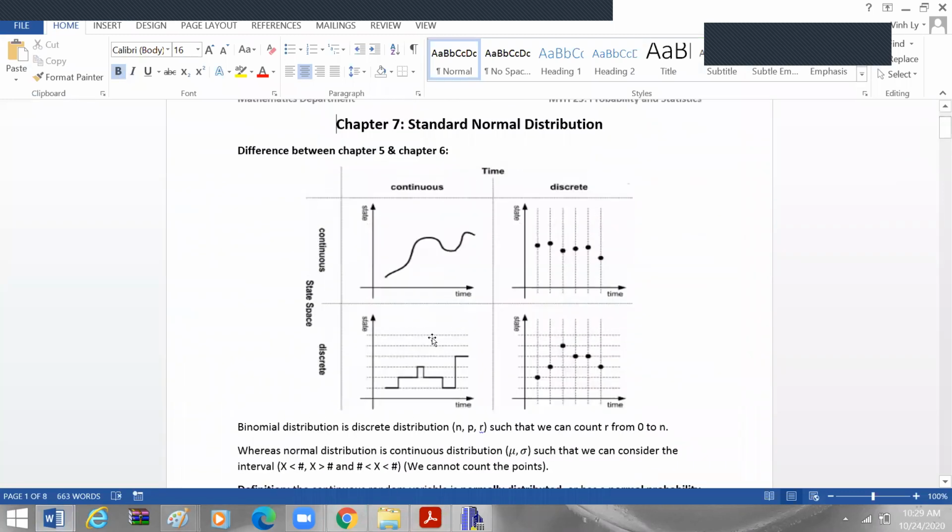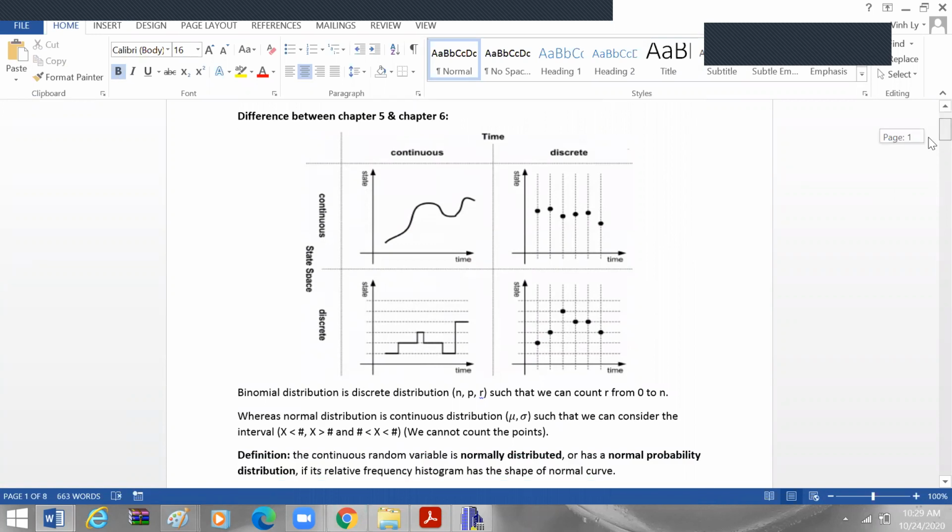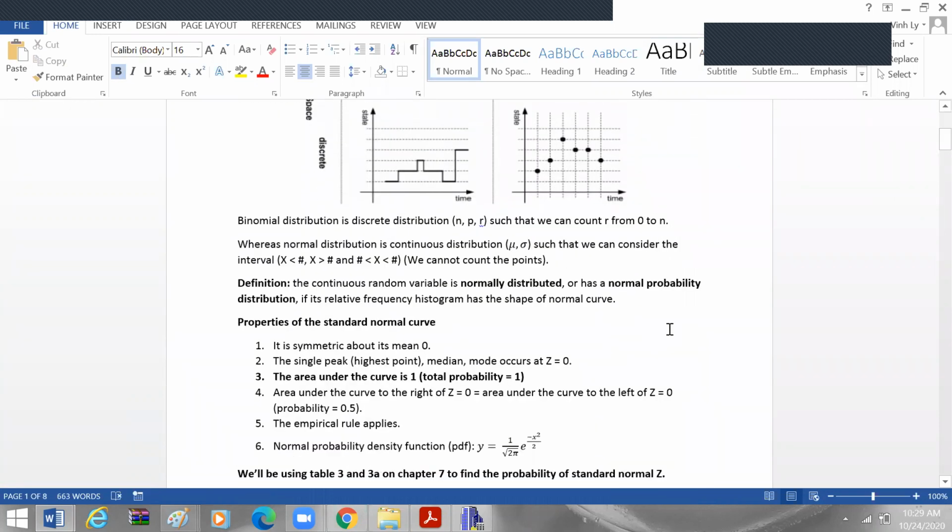The continuous is something that does not have a stopping point; it keeps going. So this is what we call the continuous model, and this is what we call discrete models. Those are two different things: one where we can count the points and one where we cannot. The binomial distribution is a discrete model such that we count from 0 to n, whereas the normal distribution is a continuous distribution, such that we consider an interval and cannot count a point.